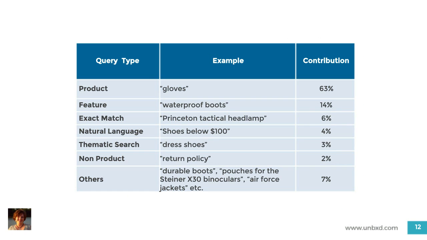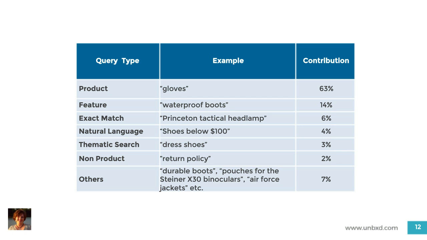Okay, so search terms. Shoppers search in a lot of different ways, and the technology that you're using really needs to understand their intent. It has to be useful for all these different types of queries. If you look at this list, these are some of the query types that shoppers might use.